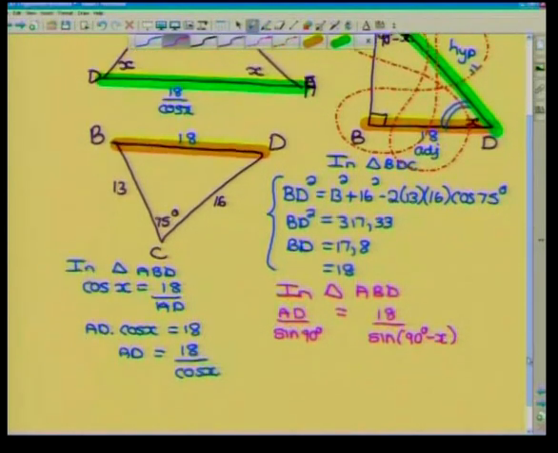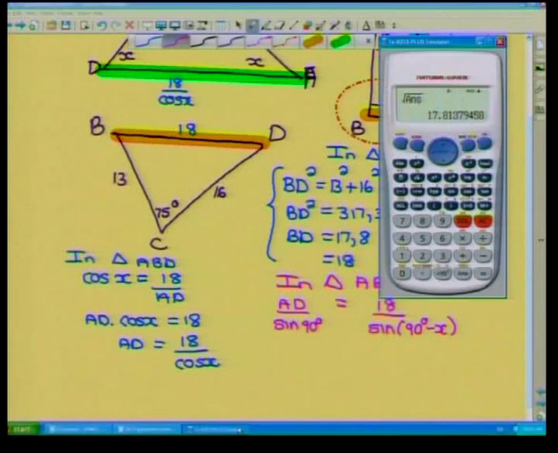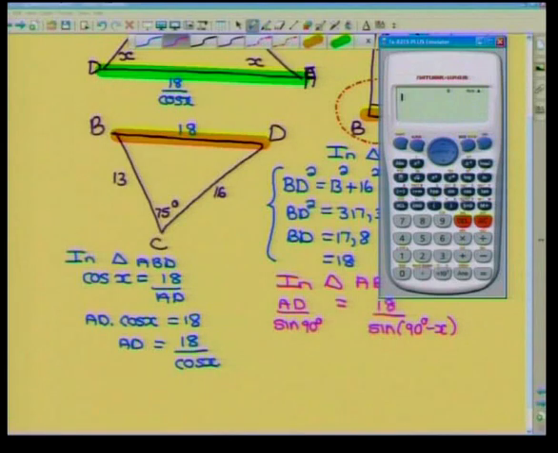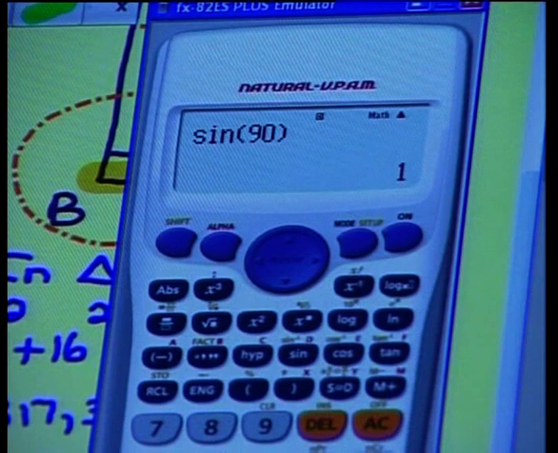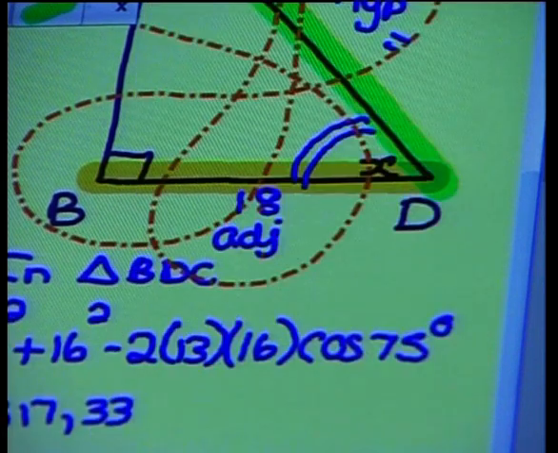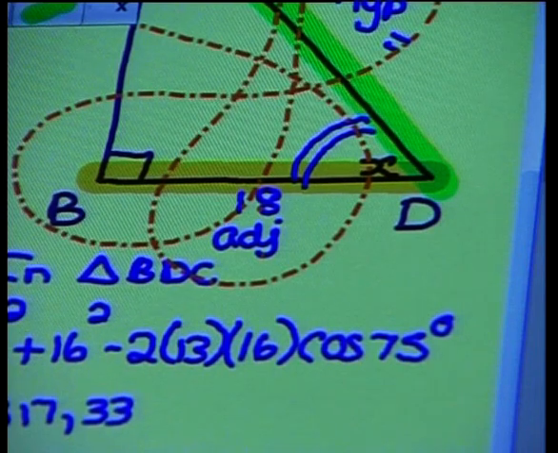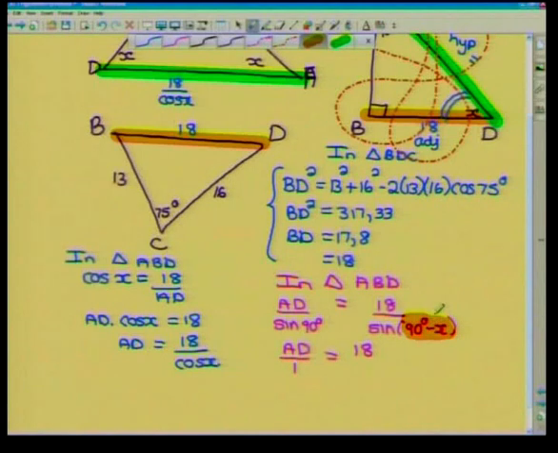Now, at this stage, hopefully you all know that sine 90 is 1, but let's pull the calculator up and just show you. Let's clear it. Let's go sine 90, close the brackets, equals, and you can see it's 1. So yes, that works nicely. So we have AD over 1 equals 18. And of course, the good news is here you've got 90 minus x. As soon as you see a 90 minus, what do we do? Well, we know it's going to change from sine to cosine. So this becomes cos x.